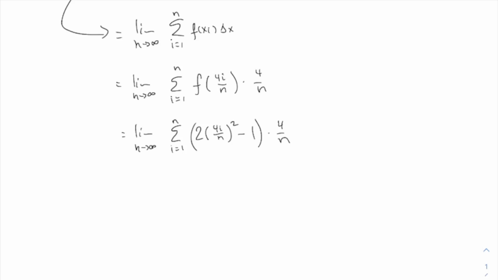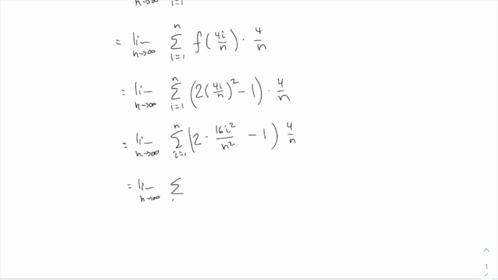All right, keep going with the simplifying. I suppose we can do that squared on the inside. Square the fraction. That involves just squaring the numerator and also squaring the denominator. Everything in there gets squared. So it'll be the sum, i equals 1 to n, of 2 here, and then when I square that stuff, it's going to be 16 i squared over n squared minus 1, still, times 4 over n. And then I'm going to distribute the 4 over n across that stuff.